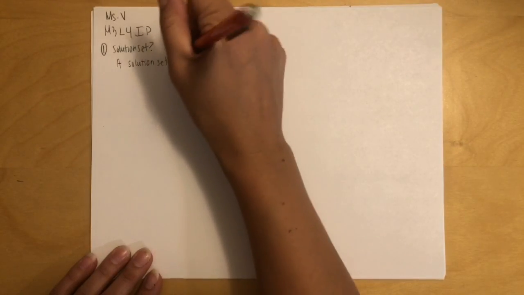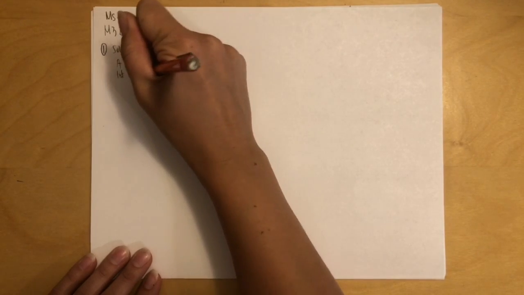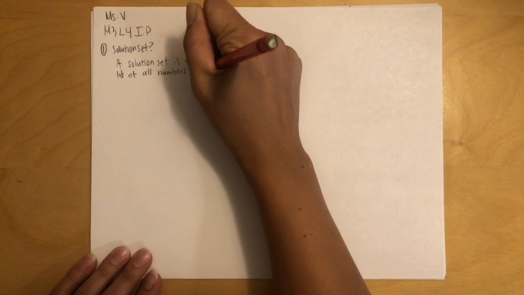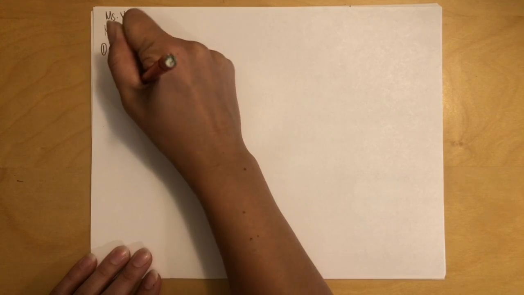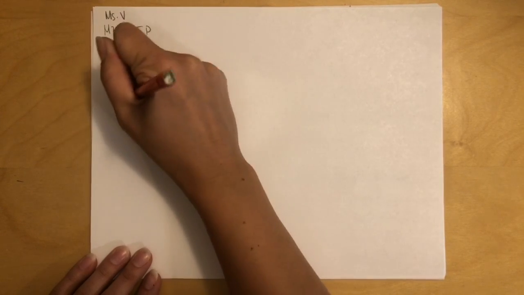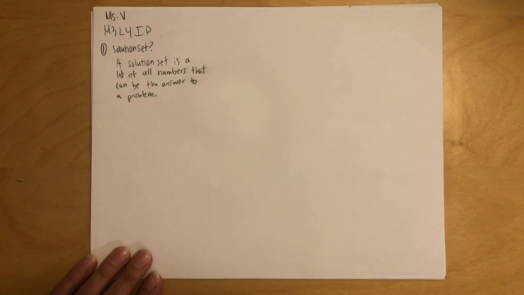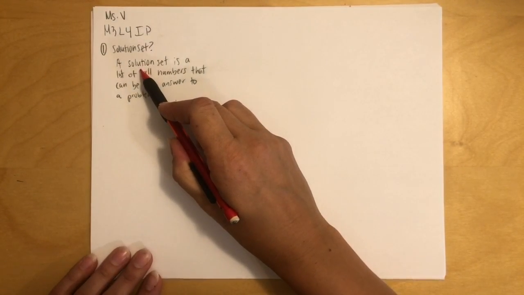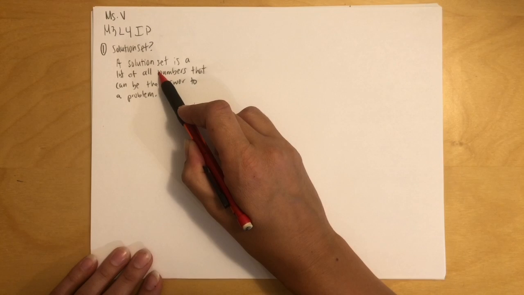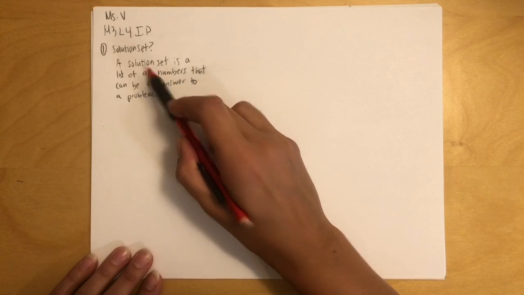A solution set is a list of all numbers that can be the answer to a problem. And that kind of makes sense because a solution is the answer to a problem. The solution set is all the possible answers to a problem. So it's a set of solutions.